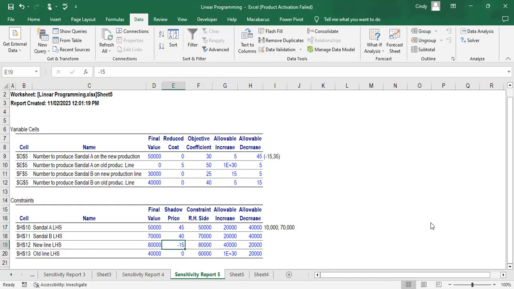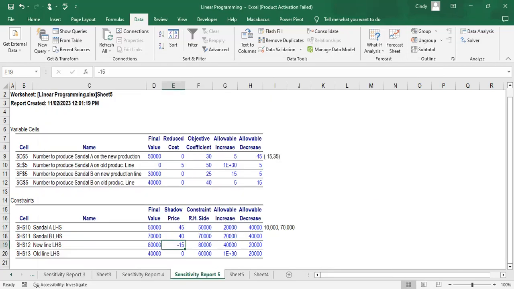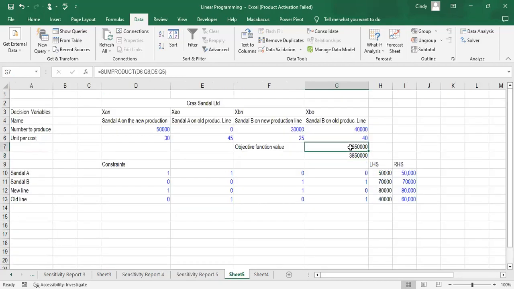So the first question says, what is the optimal solution and what is the total cost associated with this solution? So the optimal solution is the values that give us the least objective function value, because we are dealing with minimum at this point. So these figures, this, and this, they are the optimal solution. And then this figure is our total cost.